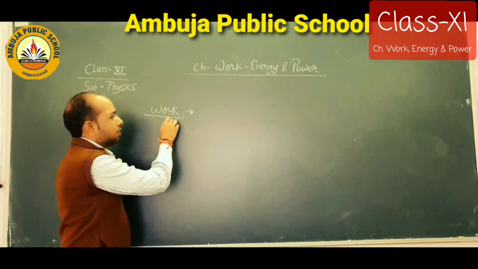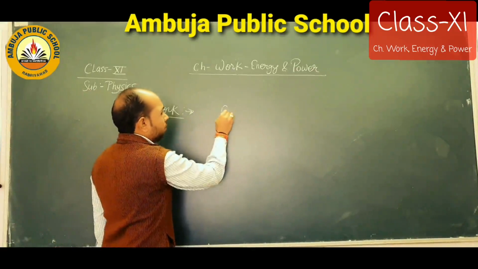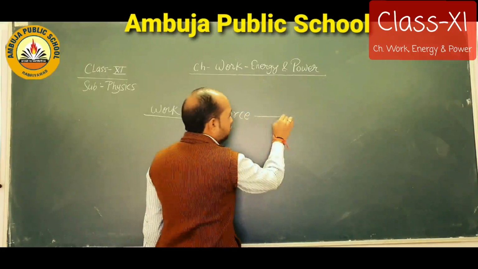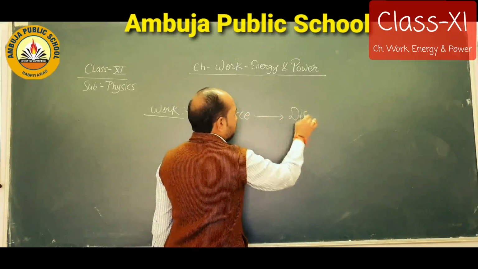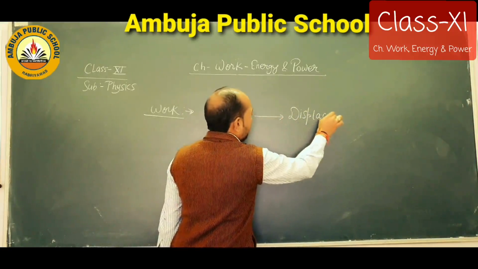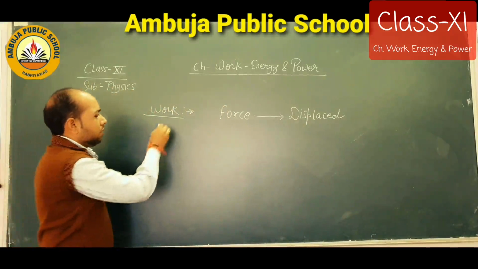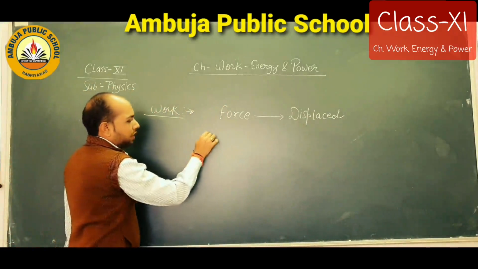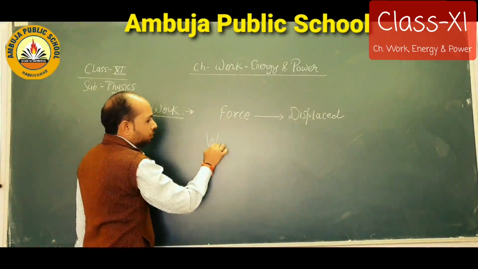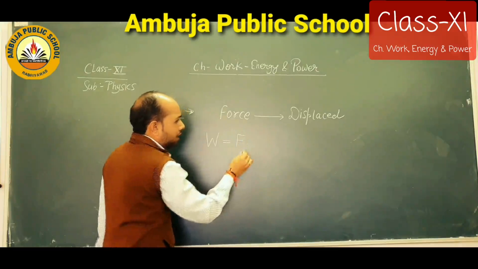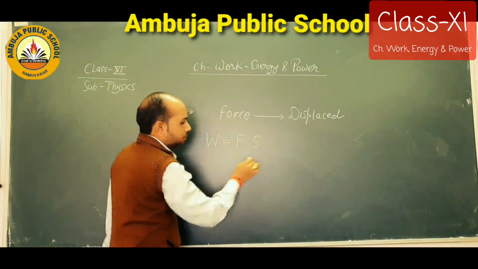In physics, work done is to be counted when some force is applied on an object and it must be displaced. Then it is counted in terms of force, work done. So work done is defined by a symbol W, and it is the product of force and displacement.